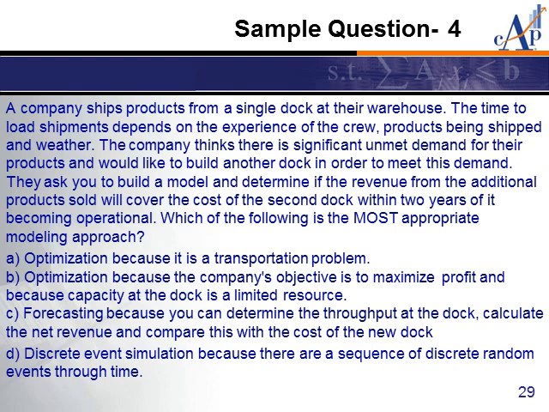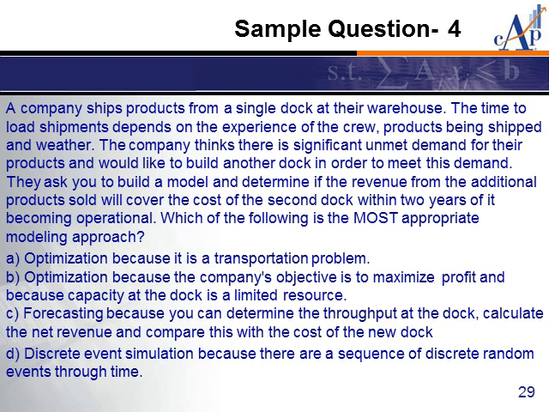Choice A, optimization because there's a transportation problem. Choice B, optimization because the company's objective is to maximize profit and because capacity at the dock is a limited resource. Just to explain the interesting choices here, they're both optimization, but you realize A and B are actually justifying the answer differently. So this goes a little deeper into the knowledge of the method itself.